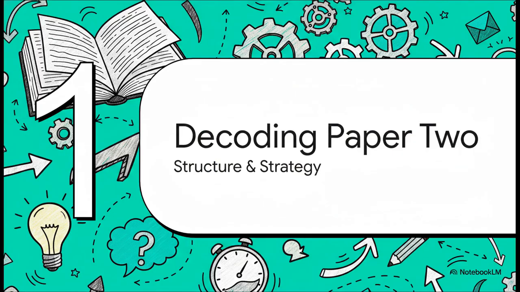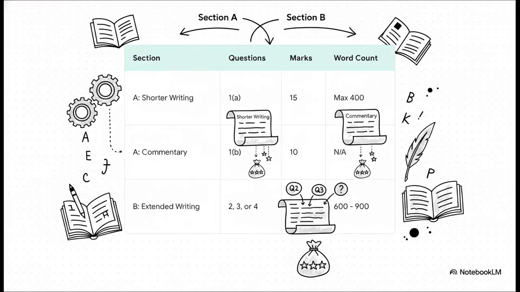Section 1. Decoding Paper 2. Let's start by just looking at the overarching structure of this 50-mark paper. Because honestly, it's not just about being a good writer, it is absolutely crucial to be a strategic writer who knows exactly how to allocate time and energy. So here is exactly what the examiner is putting on your desk.